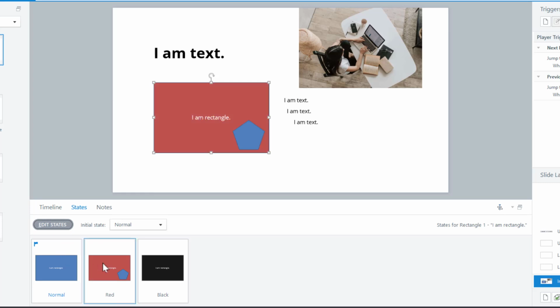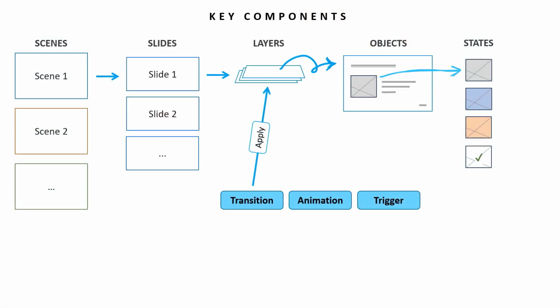Now we have 3 states where one state has an object placed in it. You can apply different animations to that pentagon as well. Now the next key thing we will learn about is transition. You know what transitions are. I told you about a few minutes ago, and now I will show you how it works.